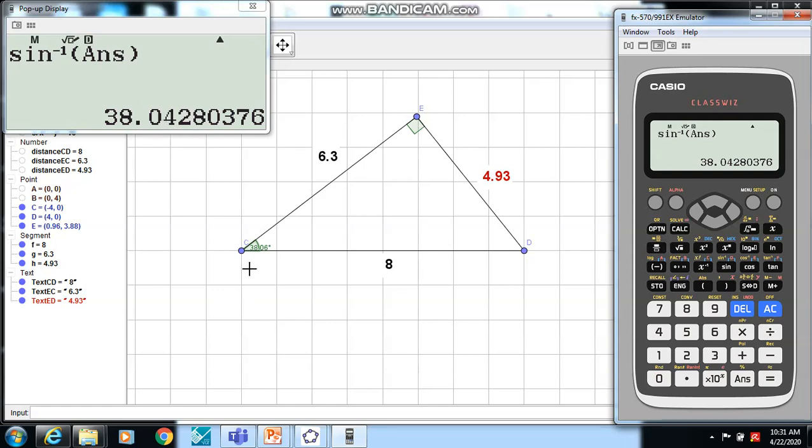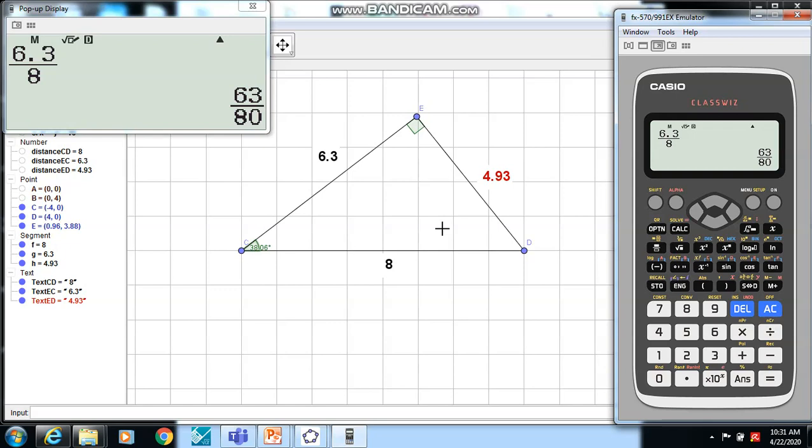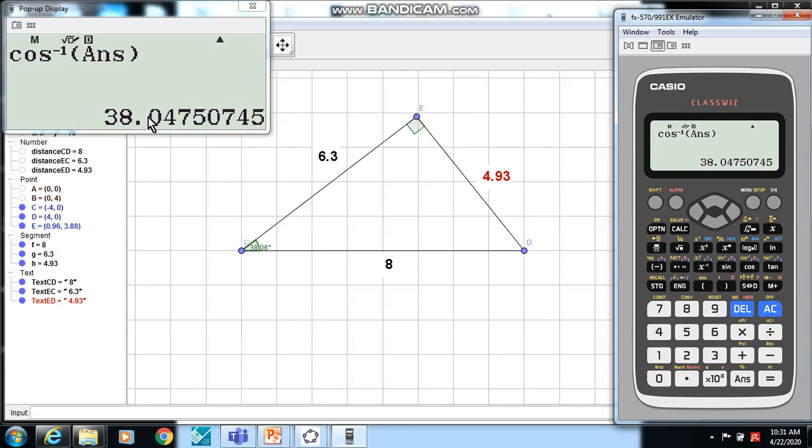If I want to calculate the angle C another way, I can do it by cosine, for example. How? Cosine of angle C is adjacent over hypotenuse. So cosine of angle C is adjacent 6.3 over hypotenuse 8. This one is the value of cosine. If I want to get the angle, I can press shift cosine of the answer, and we get the same value. You will see 38 degrees, the value of the angle C.